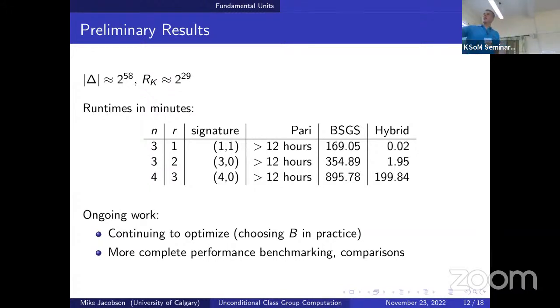And you can see Curie can't certify the fundamental units in up to 12 hours on a desktop machine. Baby step, giant step works a little bit better. These are runtimes in minutes. But by doing this clever optimal combination of the two strategies, it becomes a lot faster and makes things that were previously out of reach a bit more reachable.